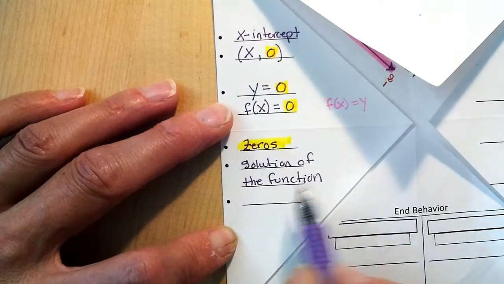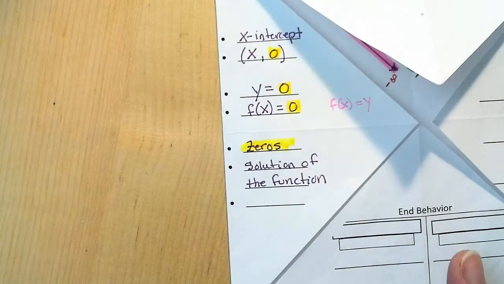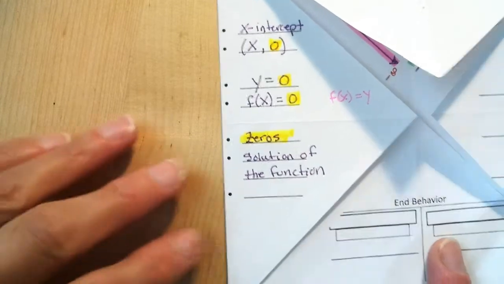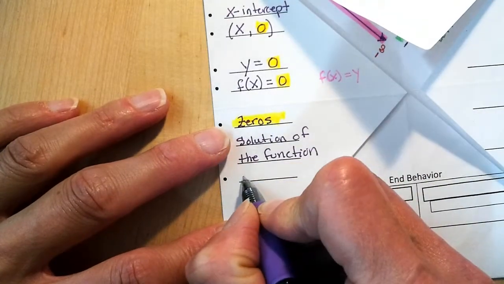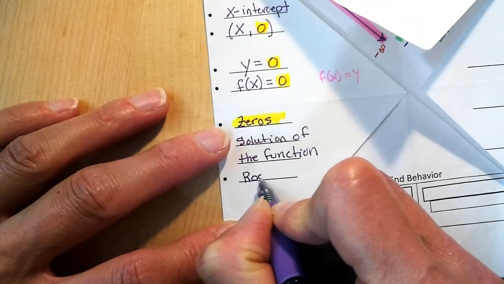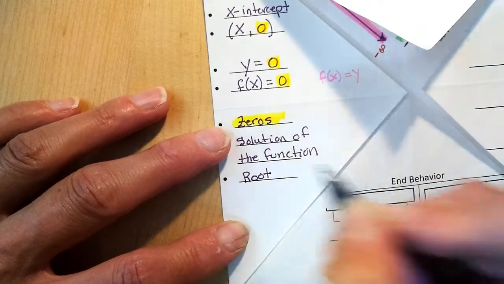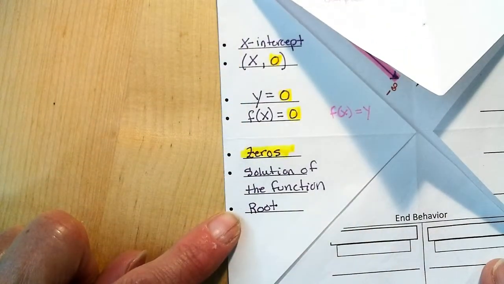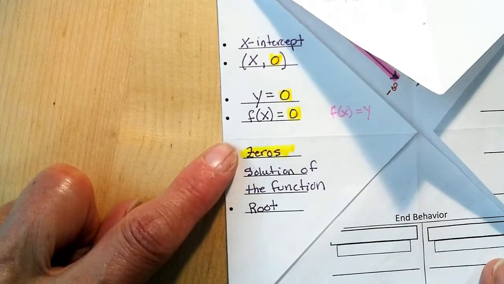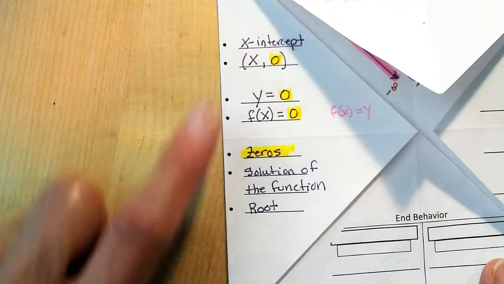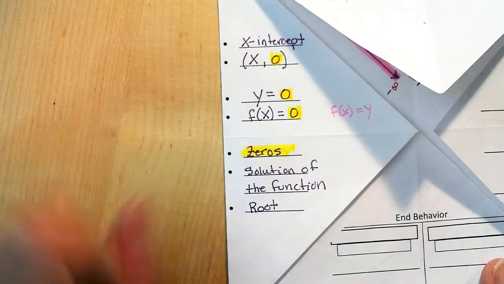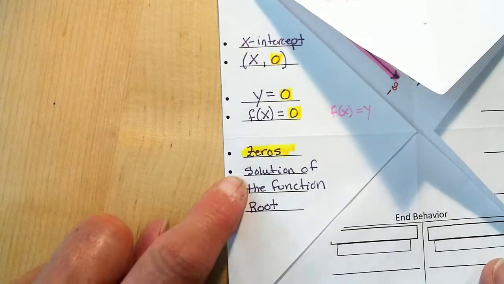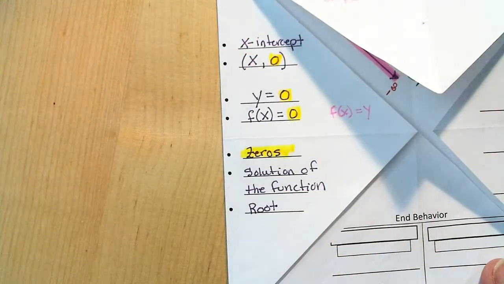Okay, so I put of the function because solution, it changes depending on what you're looking for. So this is of the function, and it's also called root. Okay, so all of these things mean exactly the same thing. So if I say, tell me what the zeros are, you're looking for the x-intercept. Tell me what the roots are, you're looking for the x-intercept. What's the solution of the function? You're looking for the x-intercept. They all mean the same.